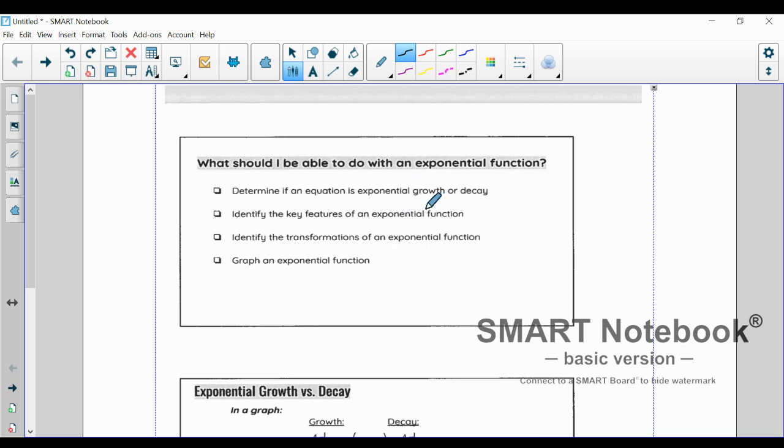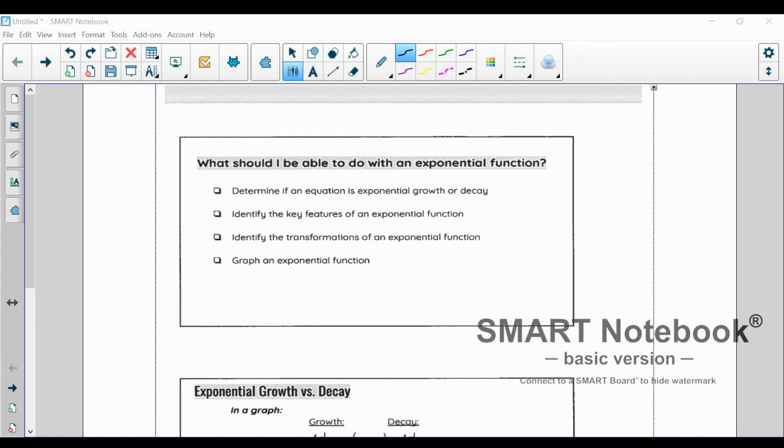Okay, so we're going to look at exponential functions, and we should be able to do a few things with them. First off, we need to be able to determine if an exponential function is growth or decay. We need to be able to identify the key features. We need to be able to identify the transformations, and we need to be able to graph it.